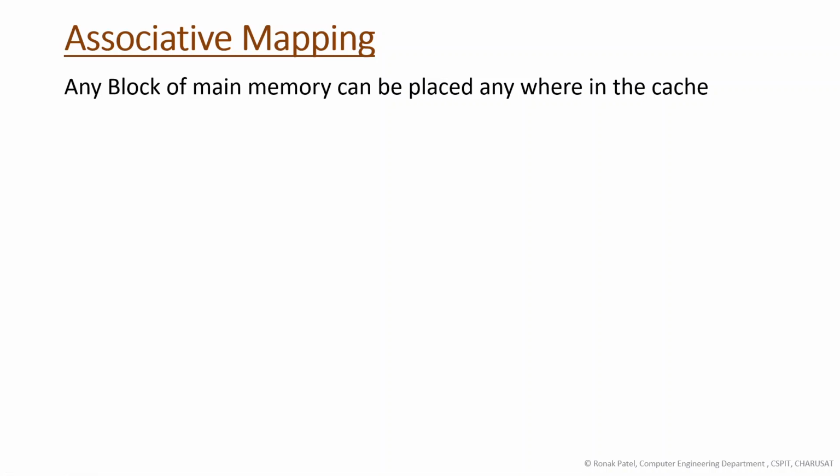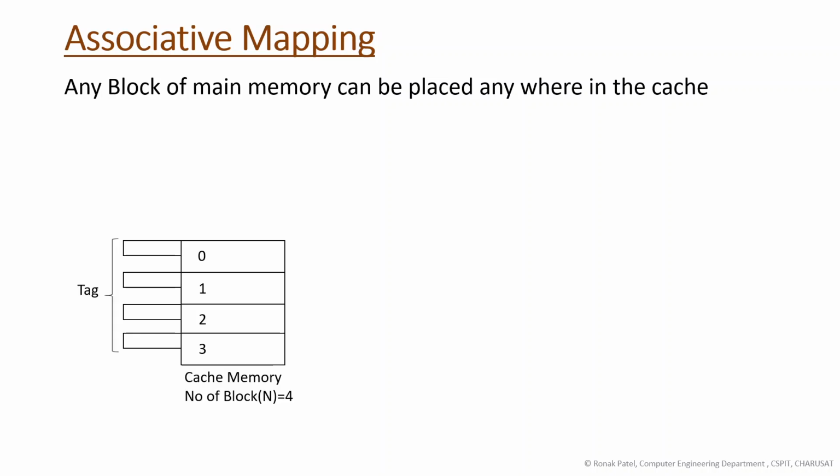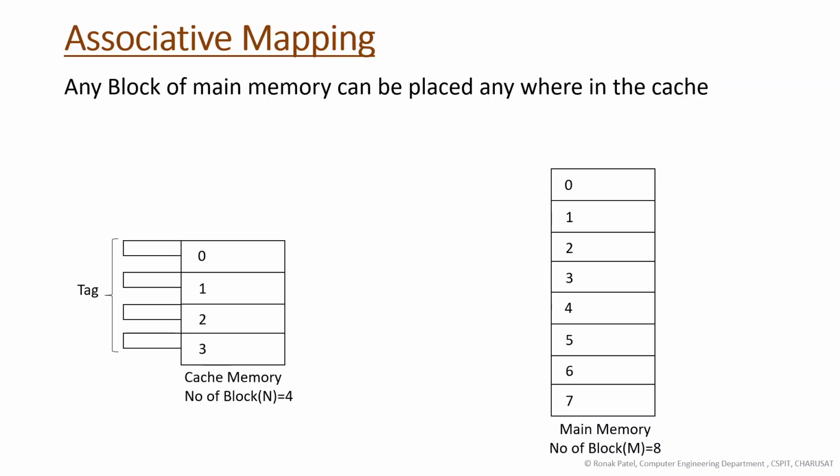Let's see the associative mapping. In associative mapping, any block of main memory can be placed anywhere in the cache. So we are taking the same example. We have four blocks in our cache memory, so our capital N is 4. Then we have 8 blocks in main memory.